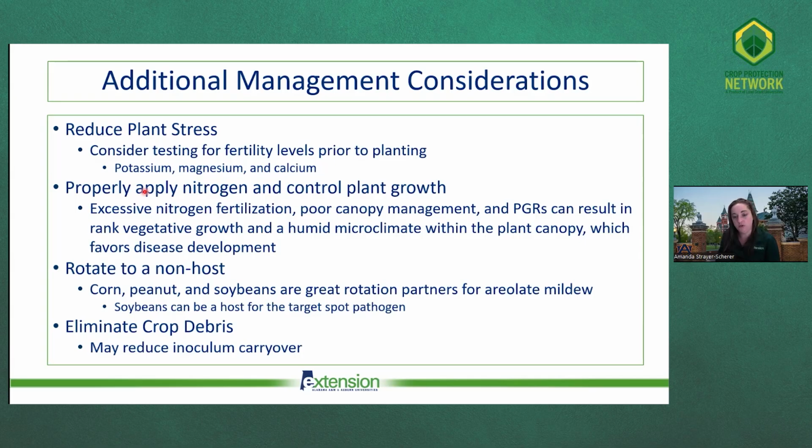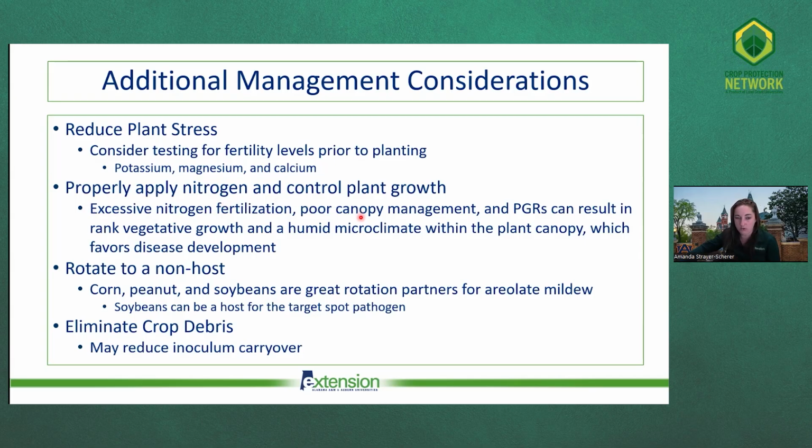And essentially, we see it a lot of times form a disease complex with Areolate mildew because it can also cause defoliation, where we see especially susceptible plants like Delta Pine 2127 or Phytogen 480 defoliate pretty rapidly with both of those present. So really managing potash deficiency is critical. And the other thing would be to properly apply nitrogen and control plant growth.